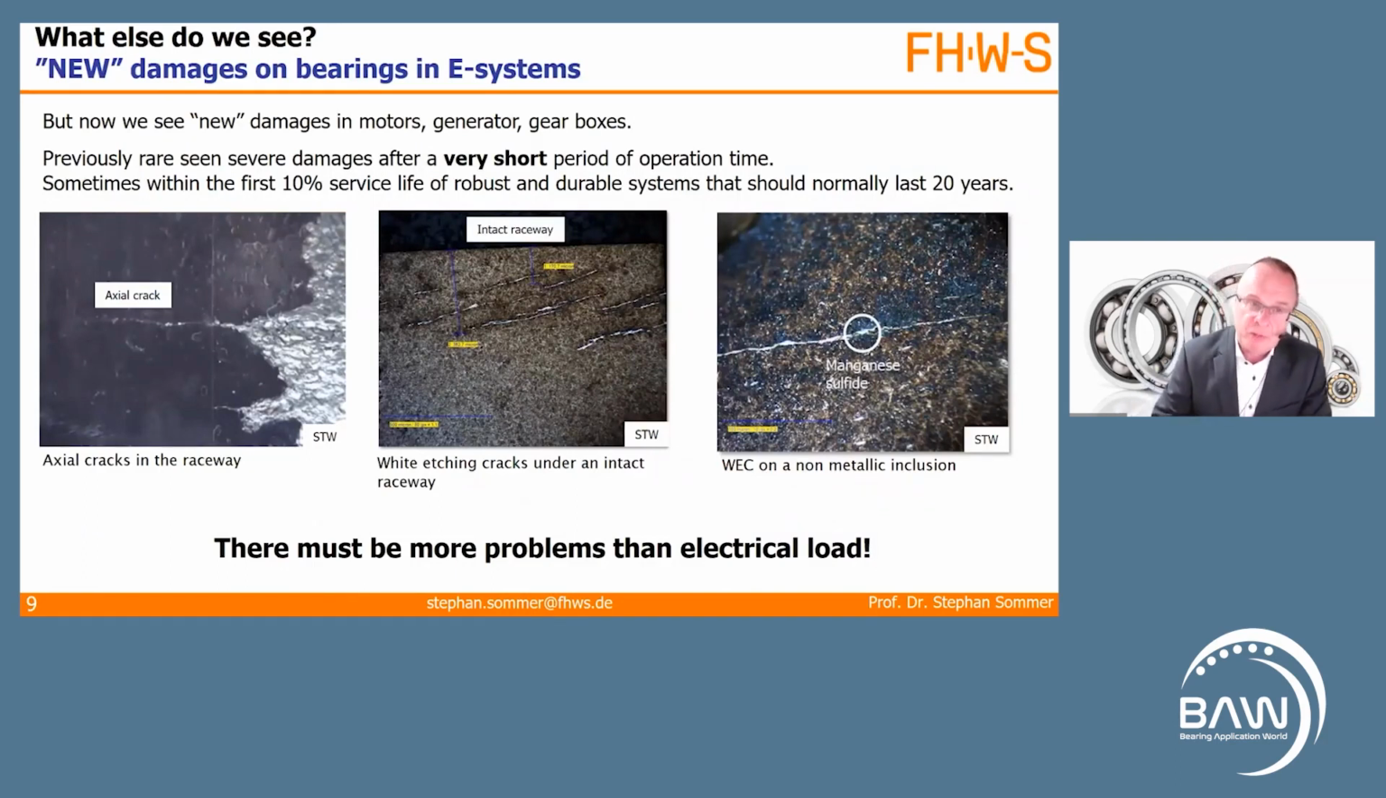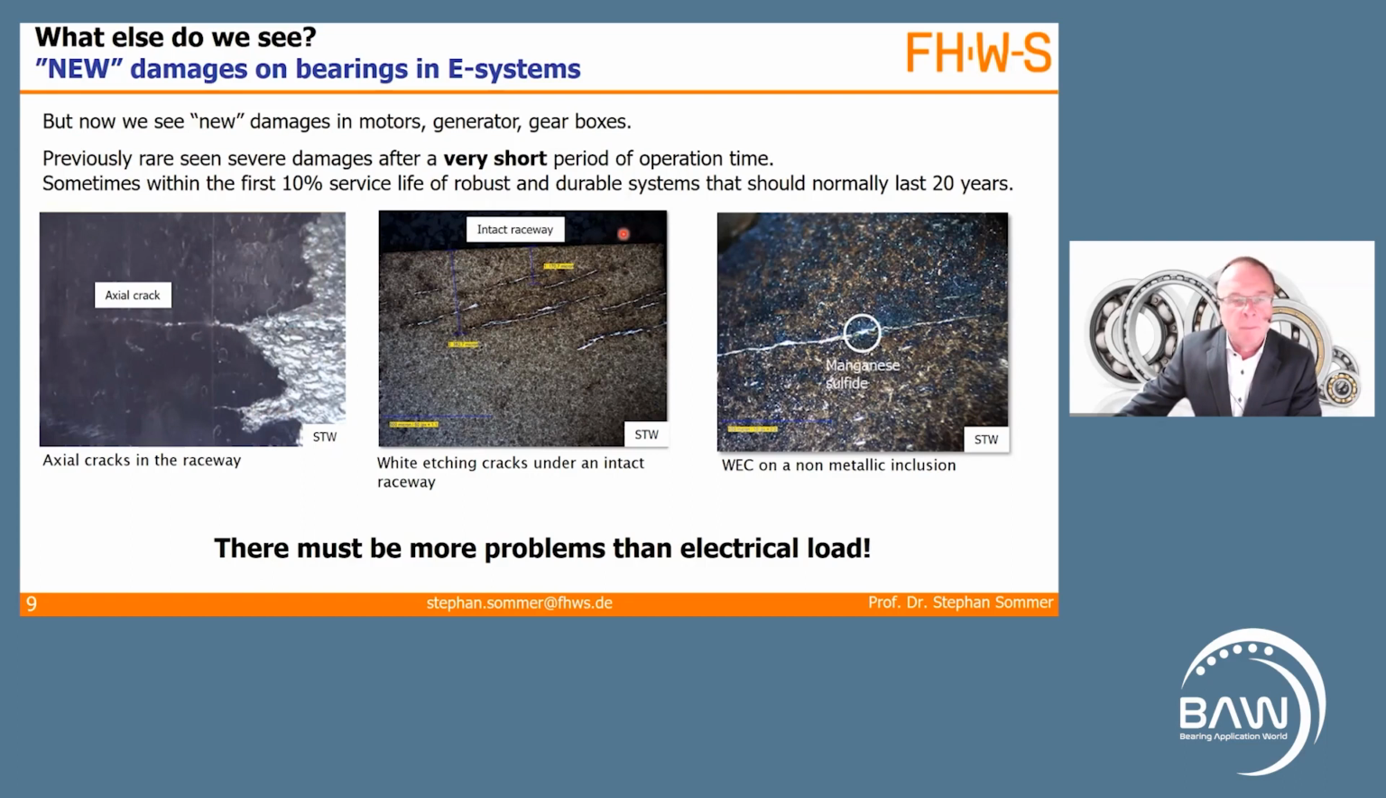We see new damages in motors, generators, and also gearboxes. And there are previously rarely seen severe damages after a very, very short period of operation time, sometimes within the first 10% service life of robust and durable systems that should normally last 20 years or longer. And you see here a spalling, and from the spalling, actual cracks running through the complete ring, here a long one, here a shorter one.